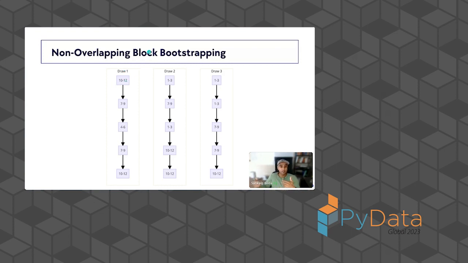If you notice closely, there is literally no overlap in any of the blocks. However, there is still repetition. So for instance, blocks 1, 2, 3 and 7, 8, 9 are repeated. And in all these draws, you keep on drawing blocks until the length of the new time series equals the length of the original time series.